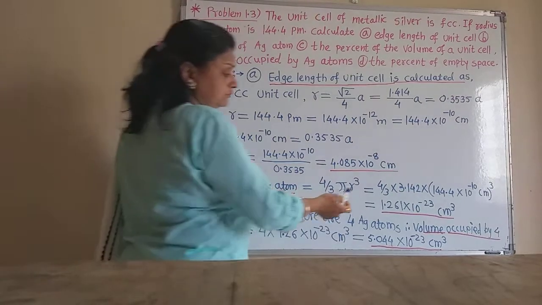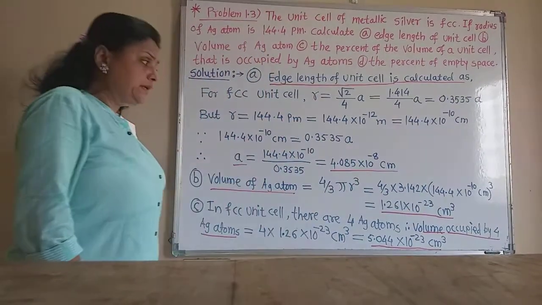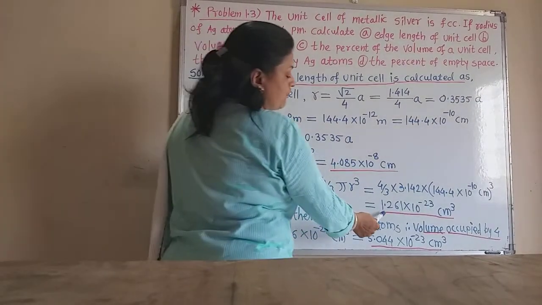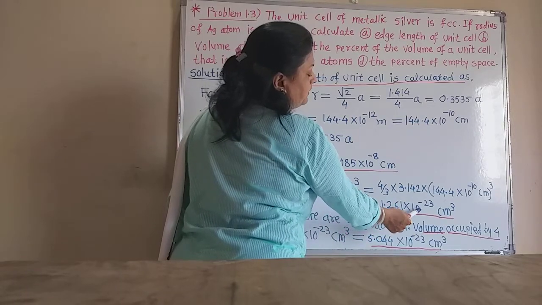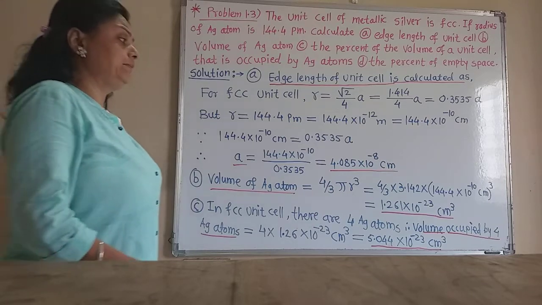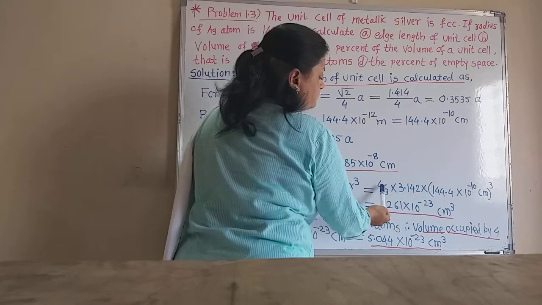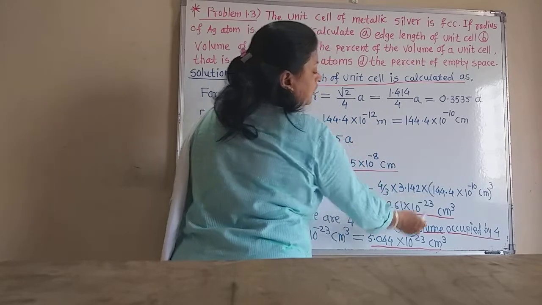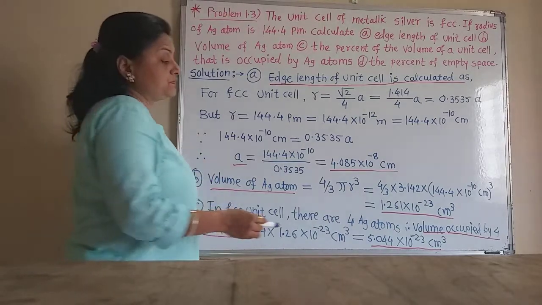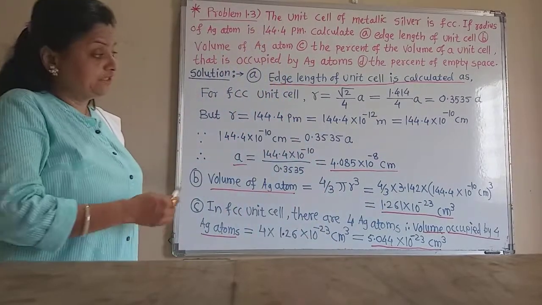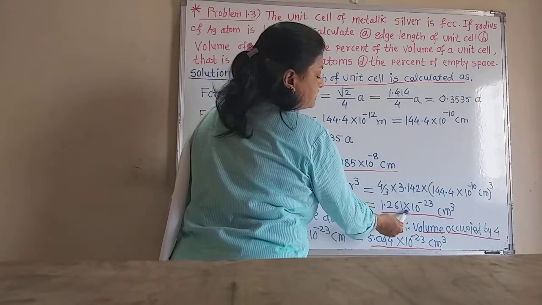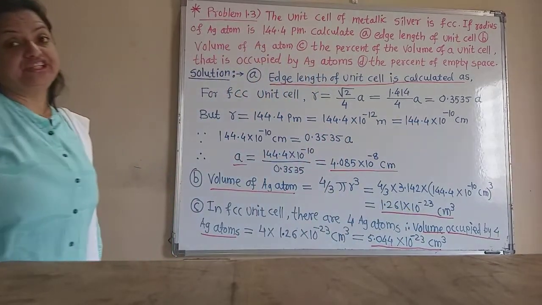Now on solving this, we obtain the volume of one silver atom equal to 1.261 into 10 raised to minus 23. This is also calculated by using the logarithmic table, by taking the logs of all these: 4, 3.142, 1.44, and 3 times the log you must add, and then subtract the log of 3 from that because it is divided, and then see the antilog. Then you obtain this value 1.261 into 10 raised to minus 23 centimeter cube.